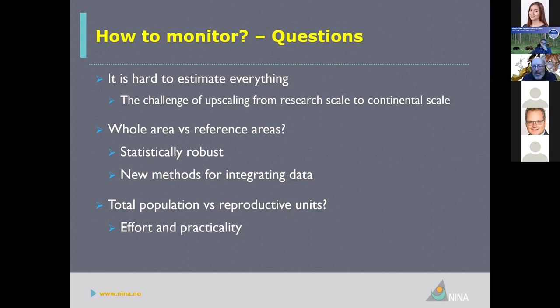The other decision that we often have to make is, do we try to monitor the total population or just the reproductive parts of it? In many cases, especially again in the Nordic and Baltic countries, we have focused mainly on monitoring the reproductive part of the population. We don't have an estimate of the total number of males and juveniles running around the place, but we simply focus on quantifying how many reproductive units are there. That could be wolf packs, it could be breeding bears, breeding lynx or breeding wolverines. This is really a consequence of the effort needed to monitor everything and simply practicality as well.